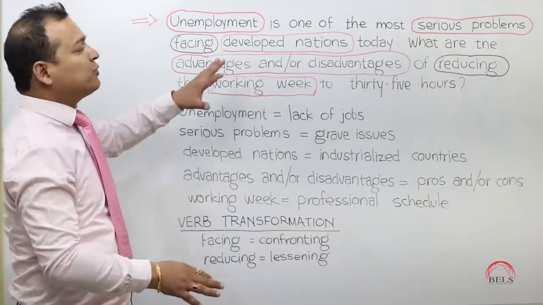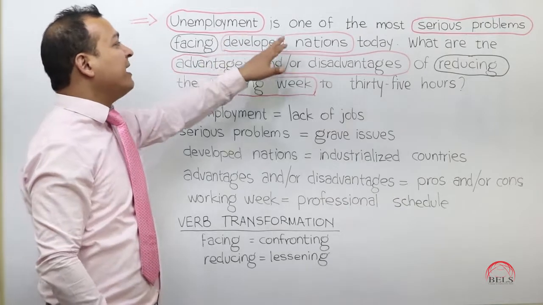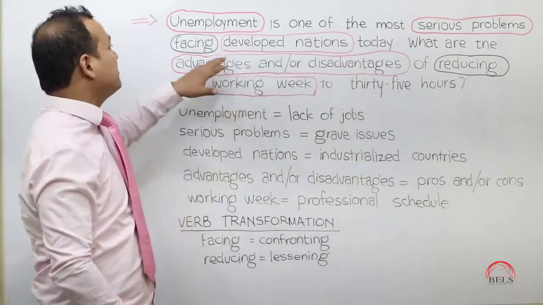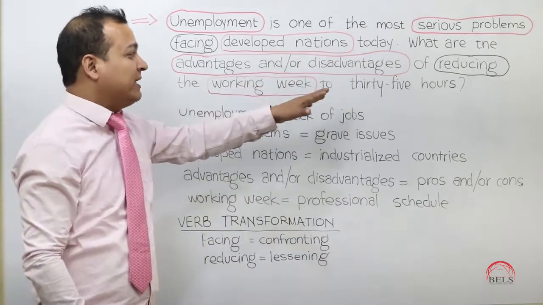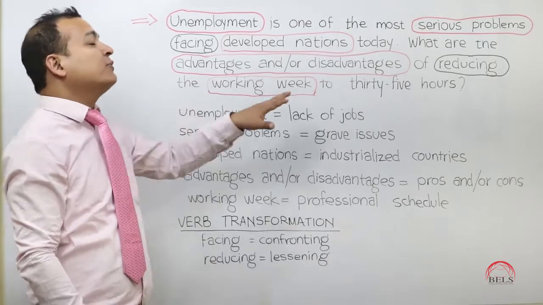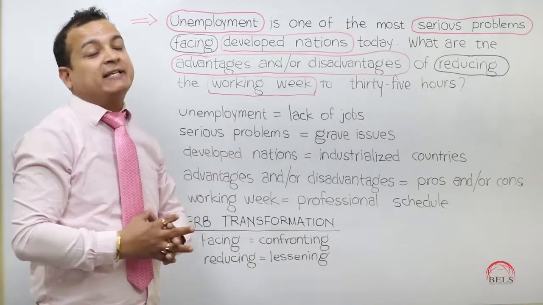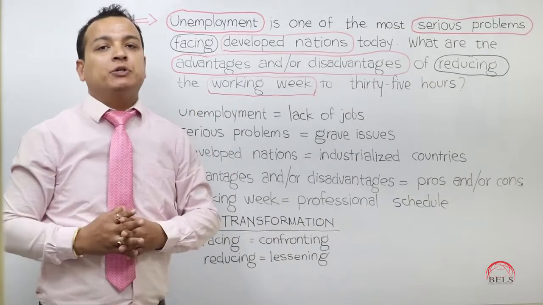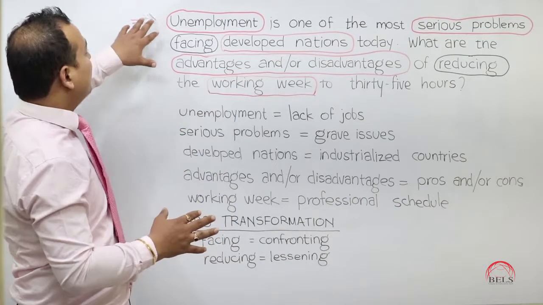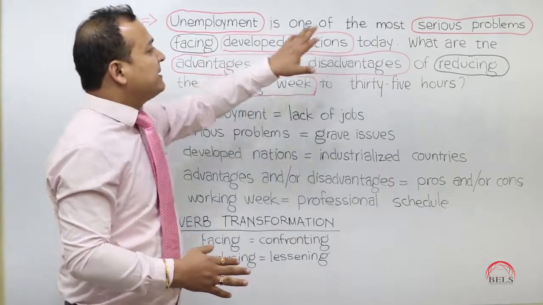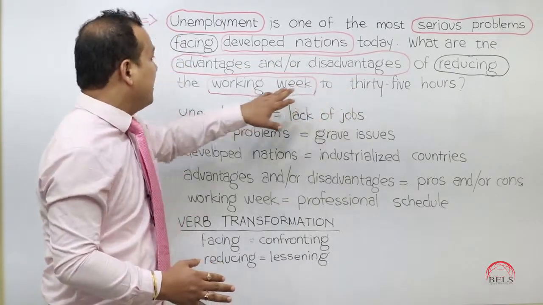I'm going to tell you how to use the UVS formula in this question. The question here is, unemployment is one of the most serious problems facing developed nations today. What are the advantages and disadvantages of reducing the working week to 35 hours? You can clearly see that this is an advantages and disadvantages based essay. So what we are going to do now, first we use the U formula, that is use of synonyms. So we are going to circle the important words: unemployment, serious problems, developed nations, advantages and disadvantages, working week.